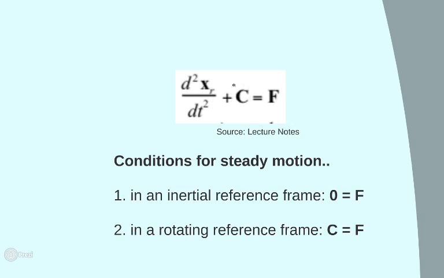And this, as you might notice, changes the conditions for steady motion. So in an inertial reference frame, the force acting on a body has to be equal to 0, and in a rotating reference frame, the force acting on a body has to be equal to the Coriolis force in order for steady motion to occur.